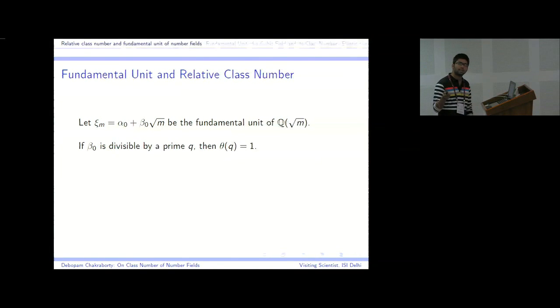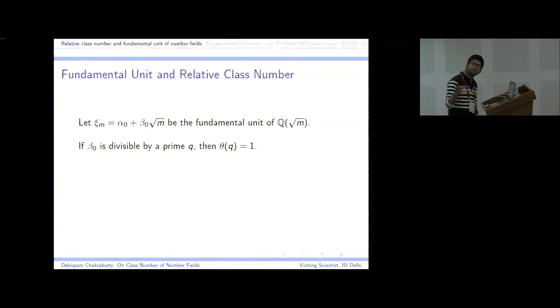Cases may arise that it will be something divided by 2, because the ring of integers of a real quadratic field Q root m is not always Z root m. In some cases, like when m is 1 mod 4, you can find a 2 in the denominator. But the proofs are almost similar, so you can assume that alpha naught and beta naught are integers.